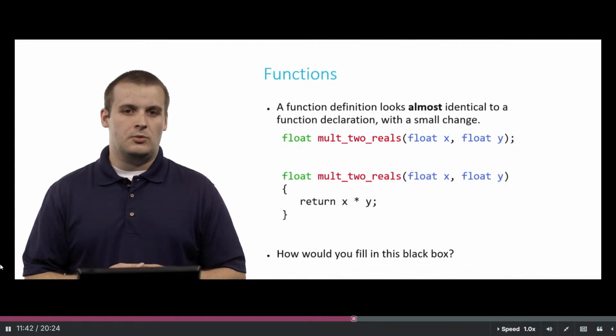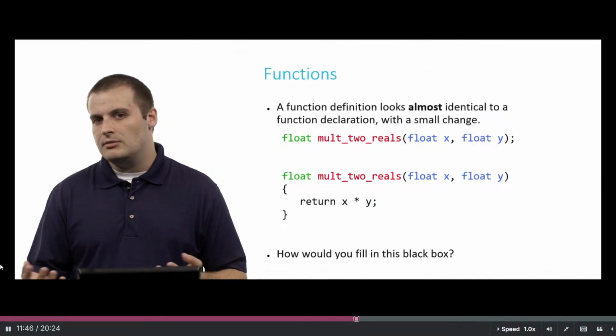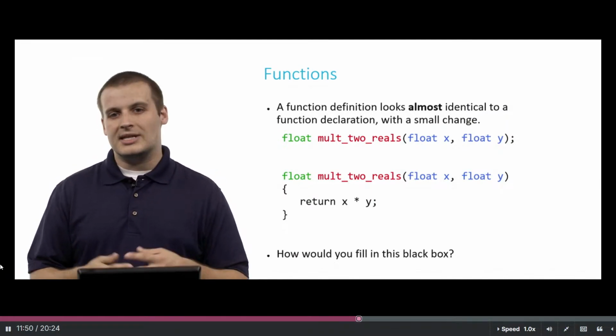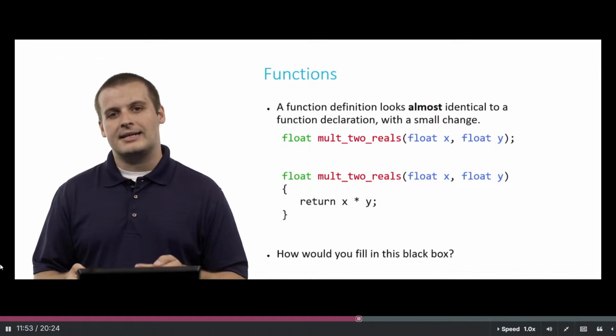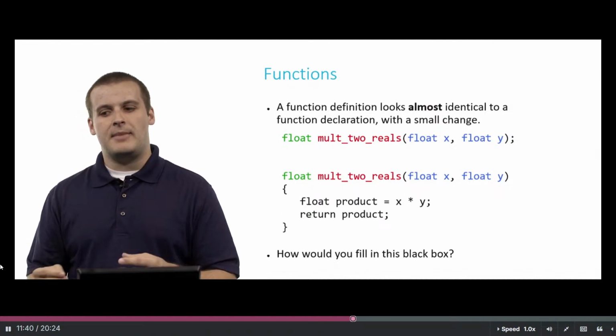Here's another way to implement it. We could just return x times y. X is a float, y is a float, so x times y is also a float. We don't even need to create another variable. So that's a different way to implement the exact same function.